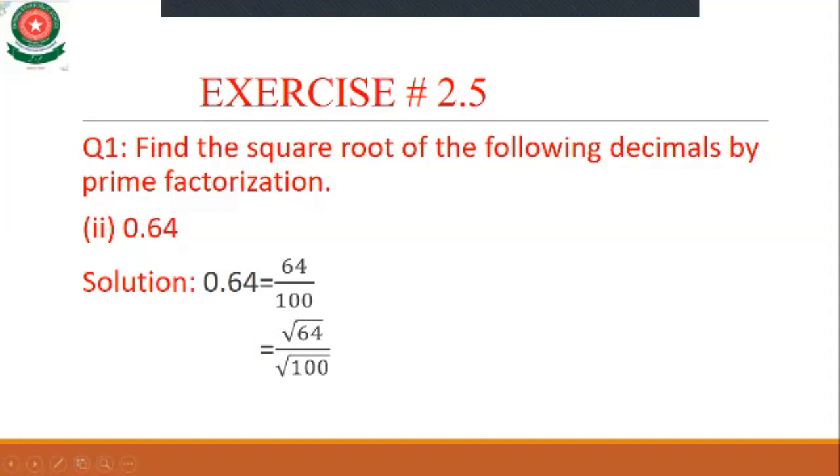First of all, we remove the point. 0.64. If we remove the point, की जगह हमने 1 लगा दिया, 6 की जगह 0 लगा दिया, 4 की जगह 0 लगा दिया. In the numerator we have provided 64, and in the denominator we have provided 100. Next step is taking the square root on numerator as well as on the denominator. Square root on the numerator 64 under root. So on the denominator 100 under root.